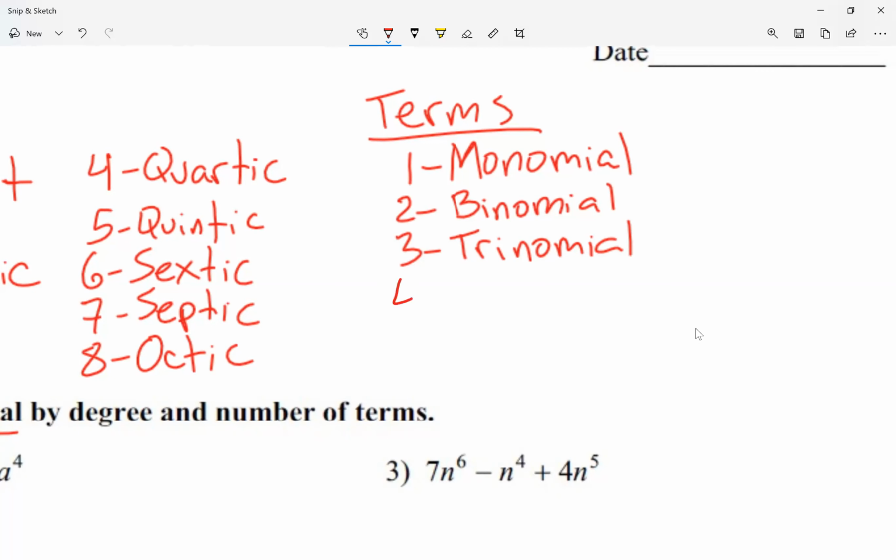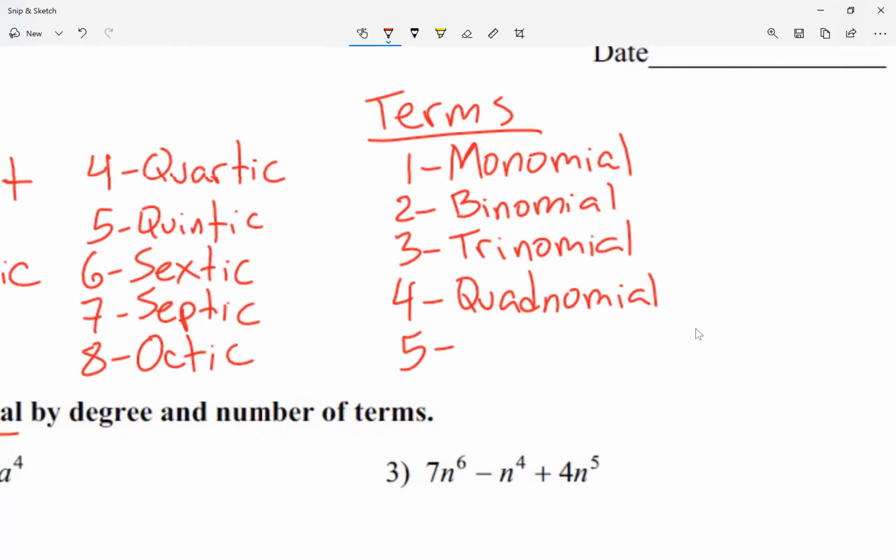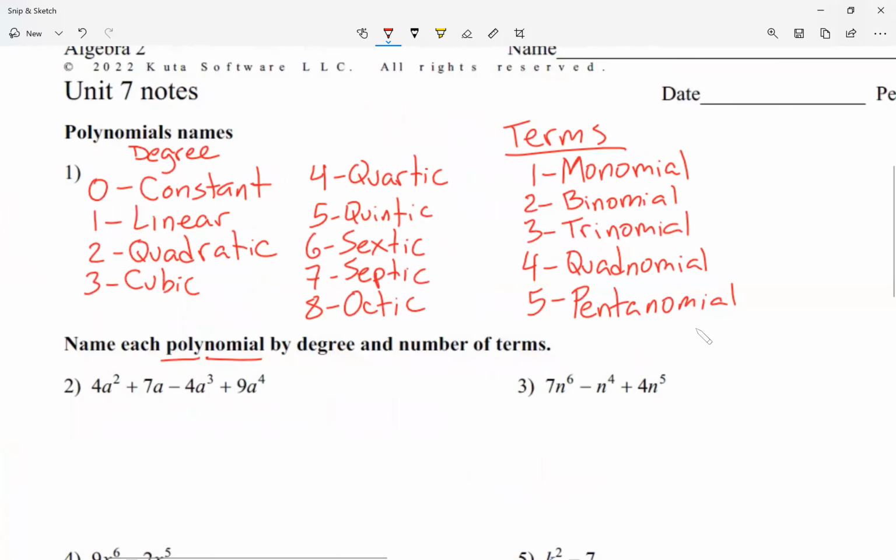If it has 4 terms, now think about it. You guys have seen those motorcycles that have 4 tires, right? Four. We're going to call this quadnomial. If it has 5 terms, we're going to call this pentanomial. So the names are going to be based on the highest degree. Remember, degree is basically the exponents, the highest degree, and how many terms there are.